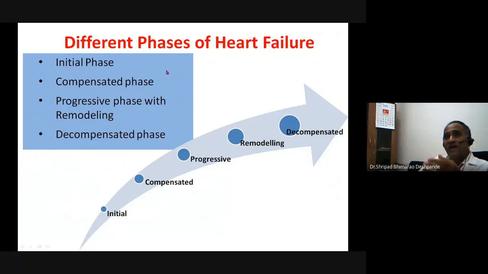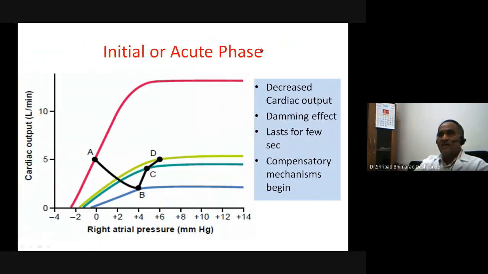Okay, so thus I have 4 phases listed here: initial phase, compensated phase, progressive phase with remodeling, and a decompensated phase. Let me take this initial or acute phase. This happens within seconds, and this is because of the decreased cardiac output. So this is decreased cardiac output. Now what happens? There is a damming effect. This damming effect increases the right atrial pressure. Now that sets the compensatory mechanisms to be activated. This is about the initial stage.